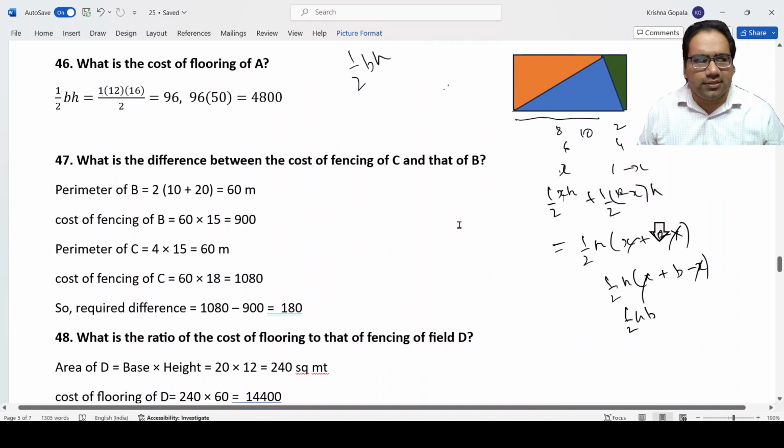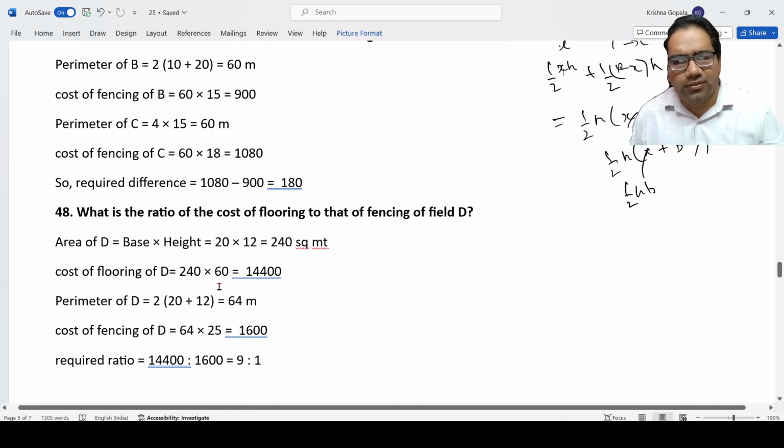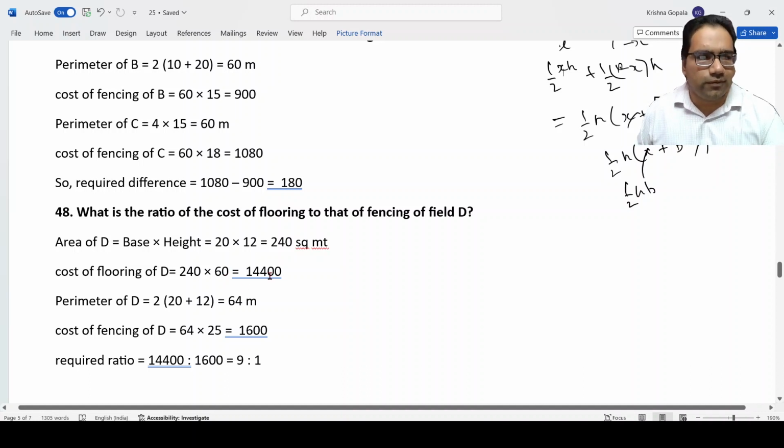And the cost of flooring is 60. 240 into 60, which is 120 into 120, since 240 is 120 into 2 and 2 into 60 is 120. That is 12 square, we know this, 12 12s are 144, so 14400. Similarly, perimeter. What is perimeter?